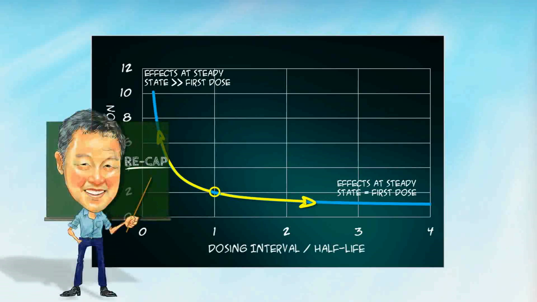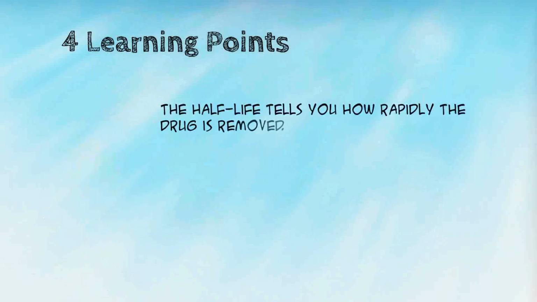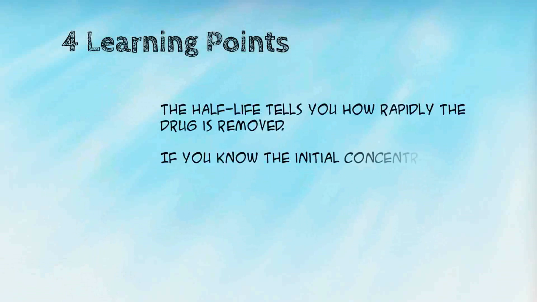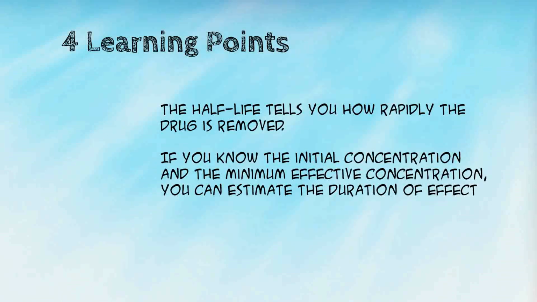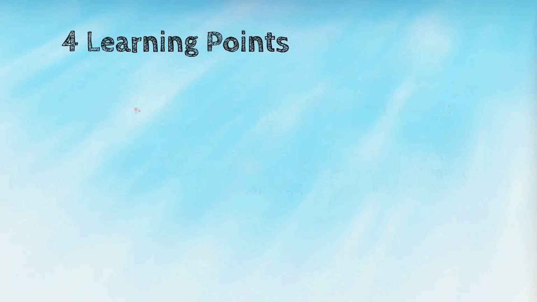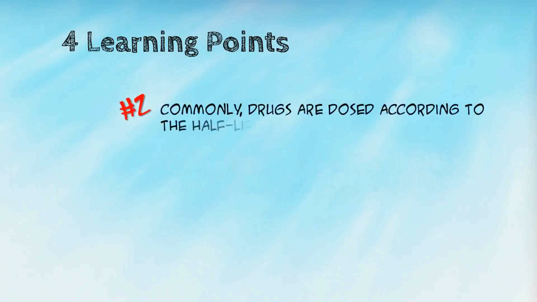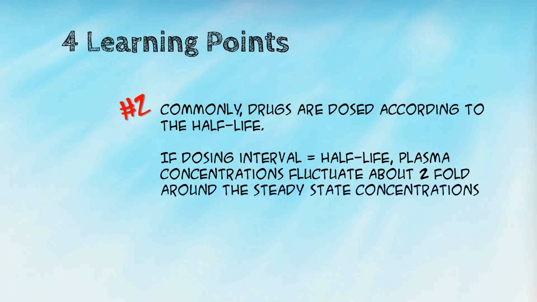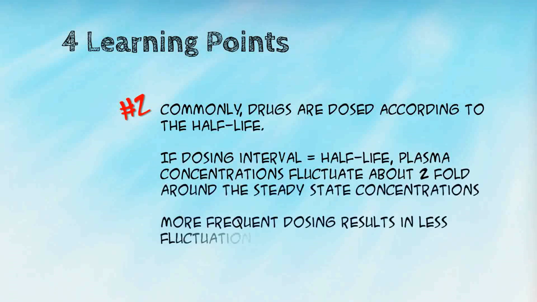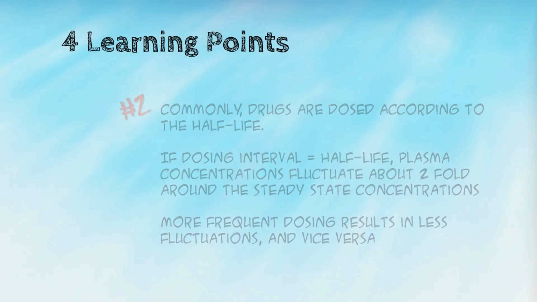Now let's end with a quick recap of the main learning points. The half-life tells you how rapidly the drug is removed. If you know the initial concentration and the minimum effective concentration, you can estimate the duration of effect. Commonly, drugs are dosed according to their half-life. If dosing interval equals half-life, plasma concentrations fluctuate about twofold around the steady-state concentrations. More frequent dosing results in less fluctuations and vice versa.